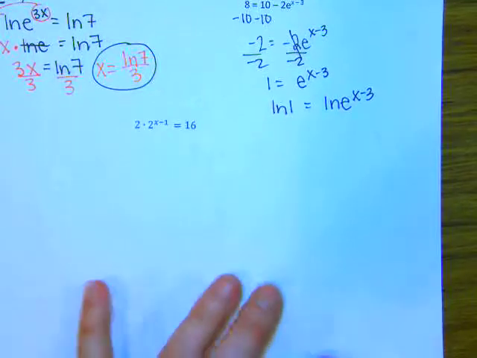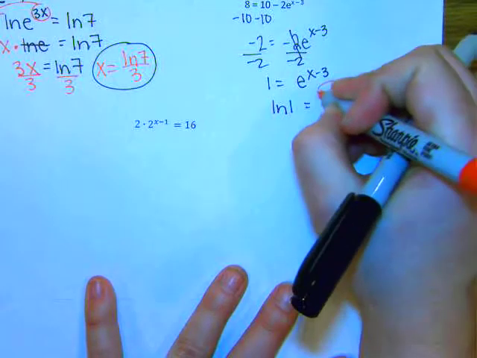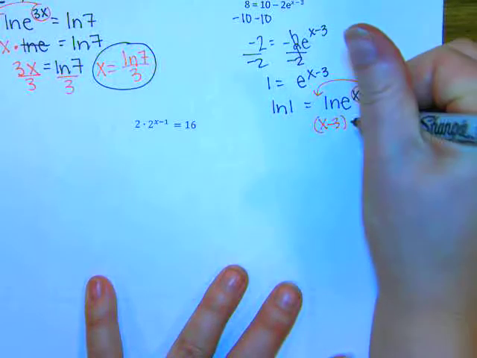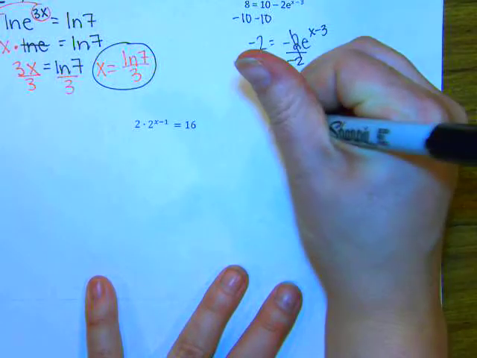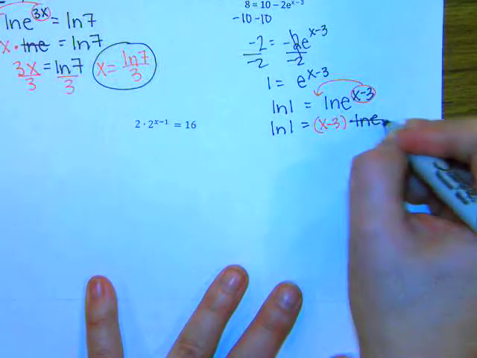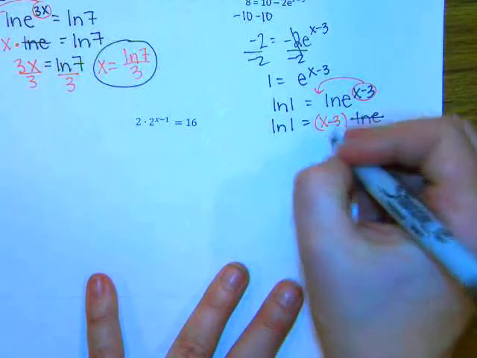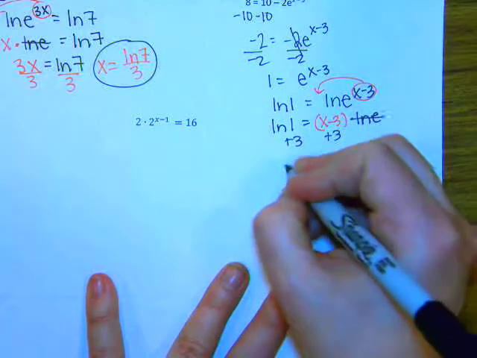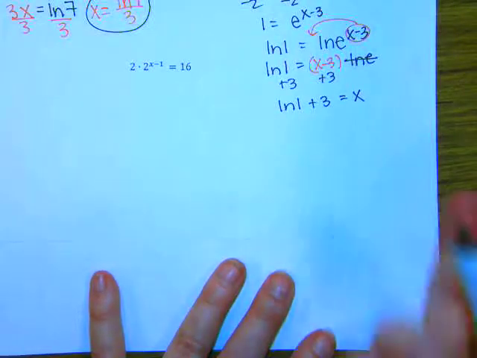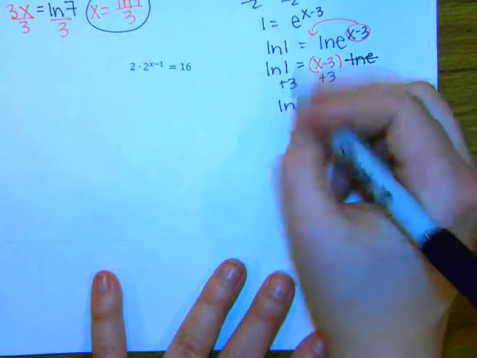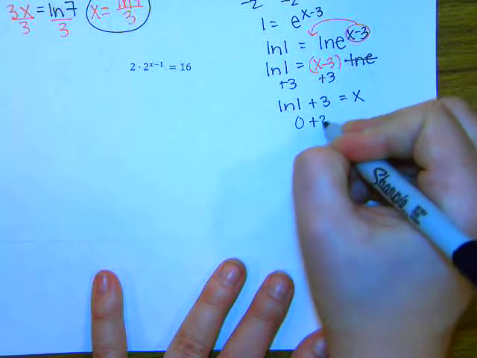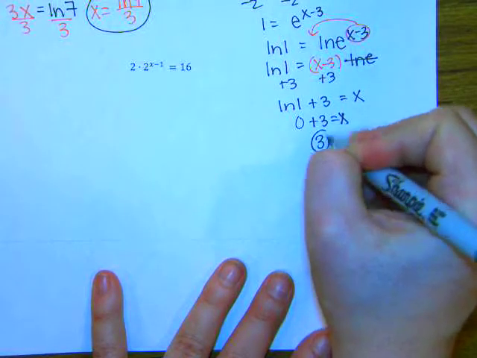By doing that, that creates the power rule here. Power rule comes in front. So x minus 3 times ln e. So then this will cancel each other. I mean, that makes 1 anyway, I should say. So then all you have to do is add it over. So ln 1 plus 3 equals x. That's exact form. Well, really, to be honest, guys, ln of 1, anything to what power makes 1 is 0. So really, your answer is 3.